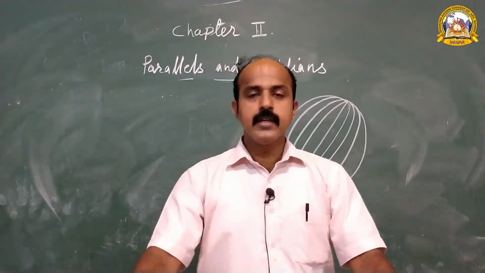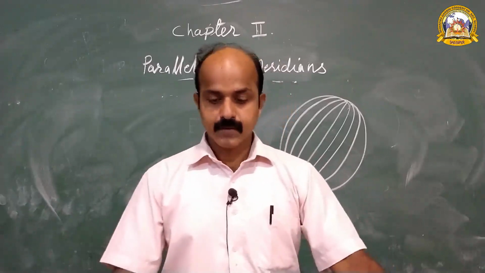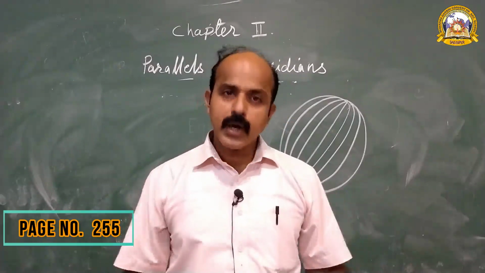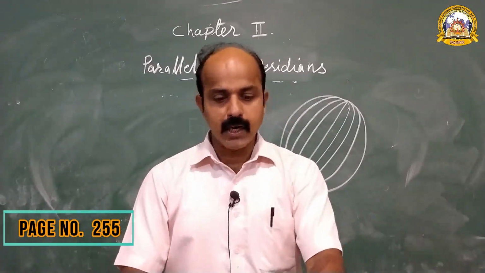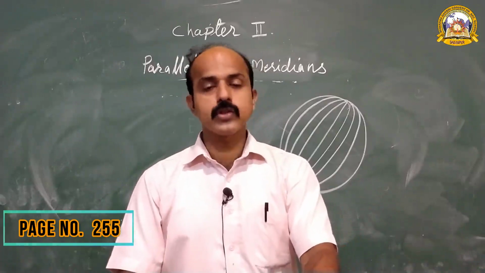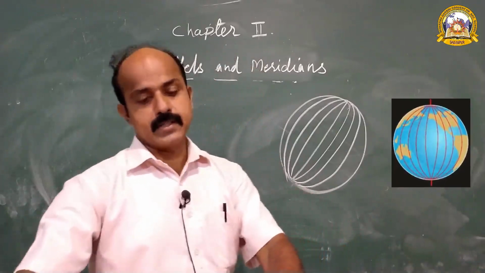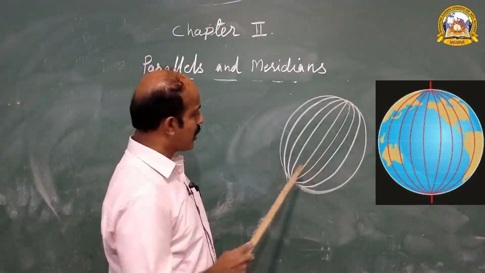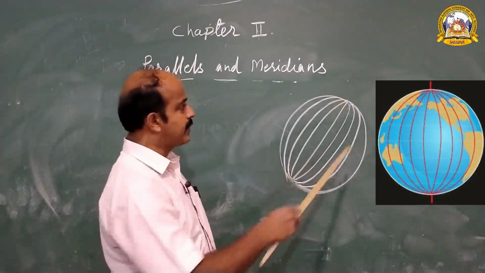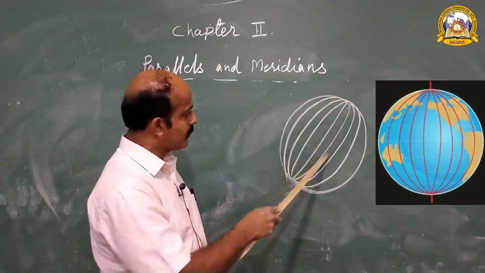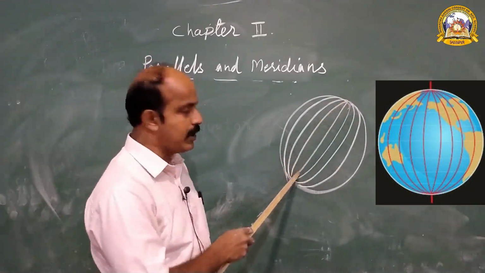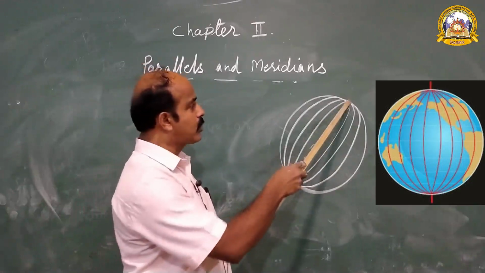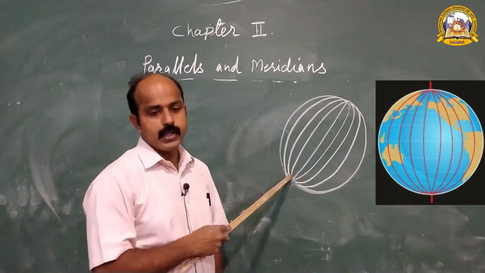Dear students, let us come to the next point, that is meridians. Please look at page 255. What are meridians? Imaginary lines running from north to south are called meridians or the lines of longitude. See, as I told you, the north pole and the south pole. The lines that run from north to south are called the lines of longitude. These lines are drawn from pole to pole. This is what you need to remember.